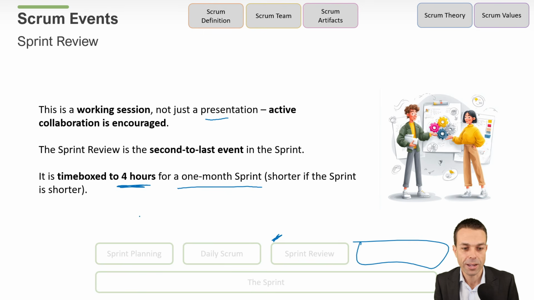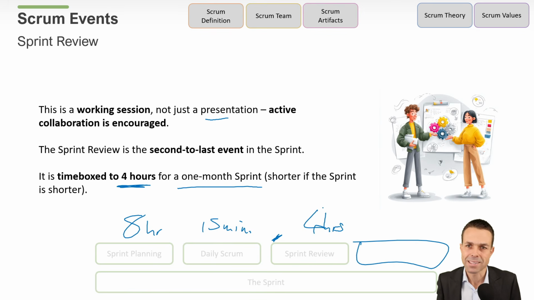So just to reiterate, we've got 8 hours for sprint planning, 15 minutes for the daily Scrum, and now we've got 4 hours for our sprint review. That's the maximum. Typically it's much less in the real world. It's shorter if the sprint is shorter.